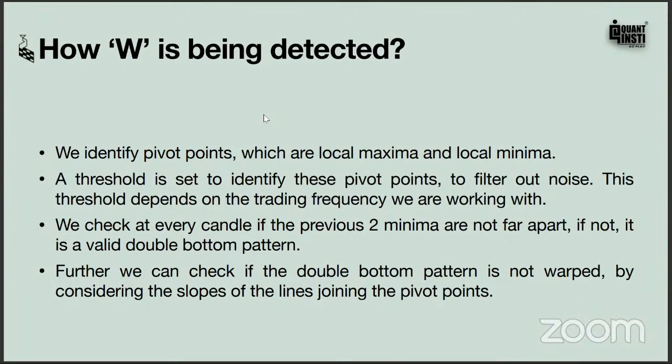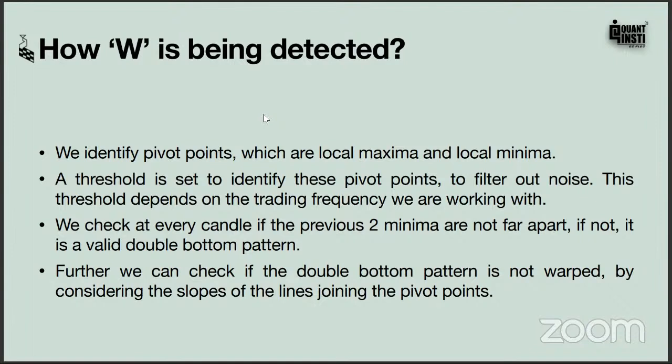About detecting the double bottom pattern: first of all, we identify pivot points. Pivot points are basically maxima and minima, but not all maxima and minima. We consider some threshold, which depends on the trading frequency you're working with. For 5 minutes, we consider the threshold as around 0.5%. If there's a change in the price of the stock of 0.5% or more, then we consider it a significant change, and if it is less than that, we consider it a mere fluctuation. The pivot points are calculated based on this threshold.